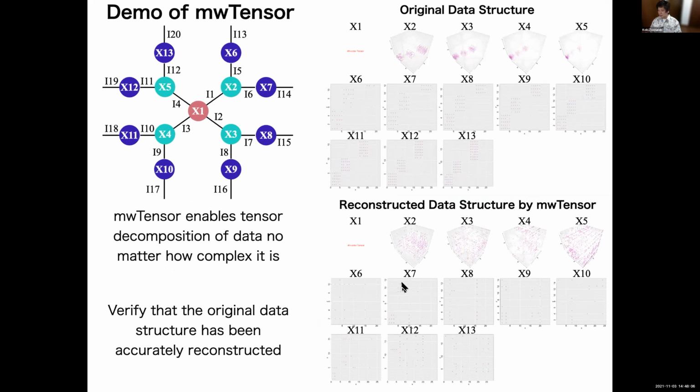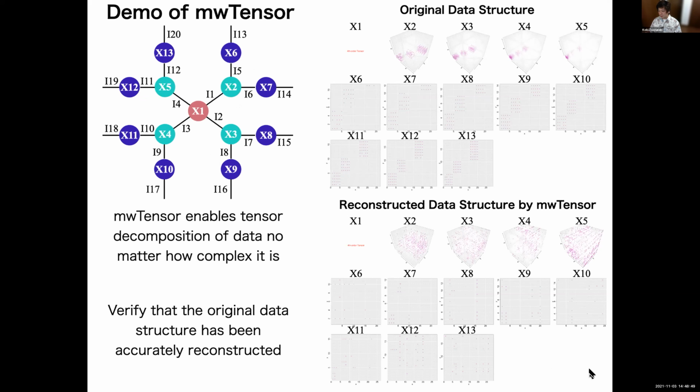Here, I will demonstrate MuTensor. In order to show that it can handle extremely complex data structures, I prepared a dataset like this. Within this tensor network, there is a fourth-order tensor in the center. There are third-order tensors surrounding it. And there are second-order tensors outside the third-order tensors. Only the block diagonal elements are assigned larger values in this way, so that the patterns in the data can be visually checked.